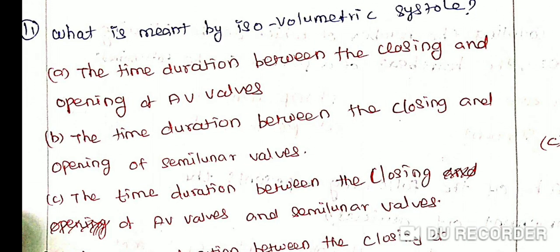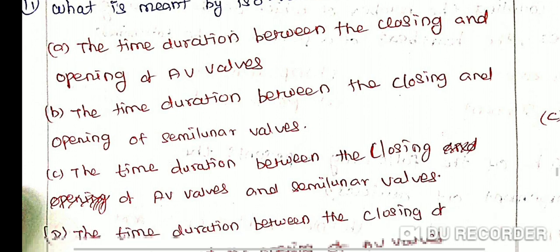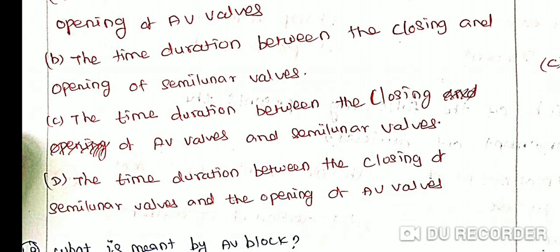What is meant by isovolumetric systole? Option A, the time duration between closing and opening of AV valves. Option B, the time duration between the closing and opening of semilunar valves. Option C, the time duration between the closing of AV valves and opening of semilunar valves. Option D, the time duration between the closing of semilunar valves and the opening of AV valves.